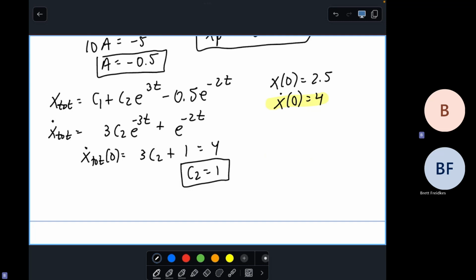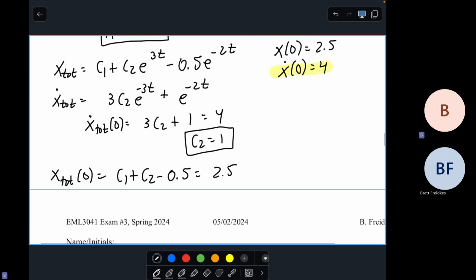If we plug 0 into our X, that will give us C1 plus C2 minus a half is equal to 2.5. So we get C1 plus C2 is equal to 3. And we just found C2, which means that C1 is equal to 2. Again, assuming I didn't mess that up. And then you have your solution, because you found C1 and C2.